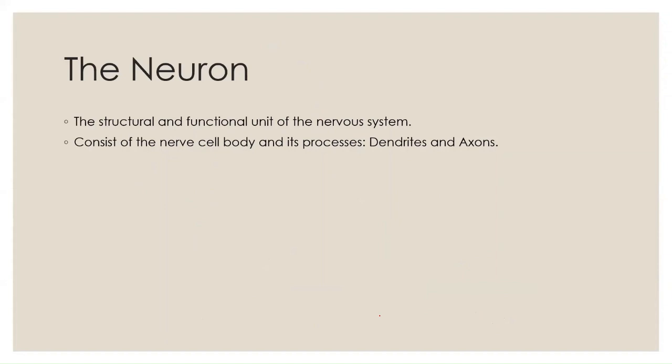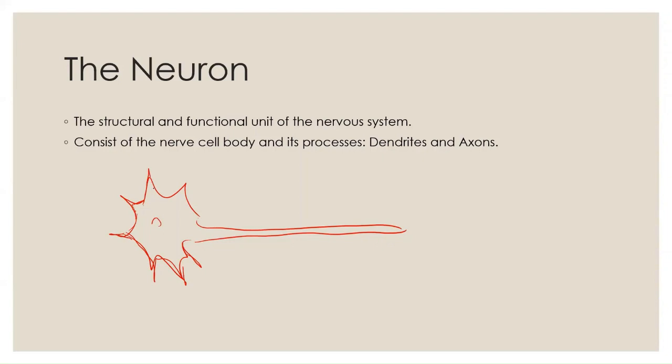Now we come to the neuron. The neuron is the structural and functional unit of the nervous system, and it consists of a nerve cell body and its processes. So you have the nerve cell body, and this is a typical nerve, right? So you have processes coming from it. Usually you have short processes called dendrites. These are dendrites. And a long process called the axon.